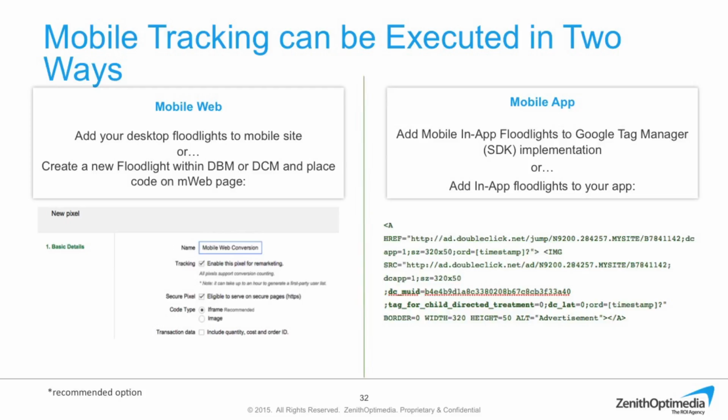Secondly, take into consideration the mobile app environment. In order to track mobile app environment actions, it's important to add a mobile in-app floodlight to Google Tag Manager or implement an SDK, a software developer kit. This will allow you to track app downloads, but then also in-app activities.